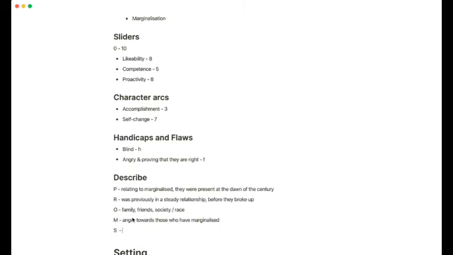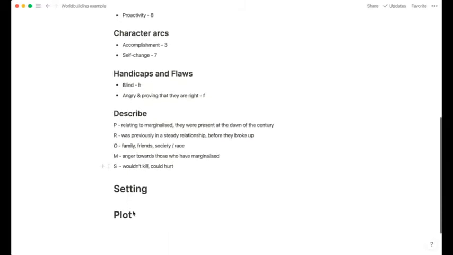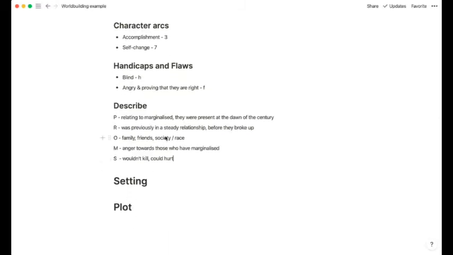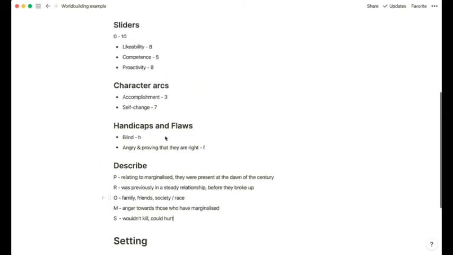and the sensibilities, the things that are very obvious, and you couldn't do. So for example, this character wouldn't kill, because this goes against, let's say, the traditions of the society. Wouldn't kill, but could hurt in anger. And so that's pretty much wrapping up the character.